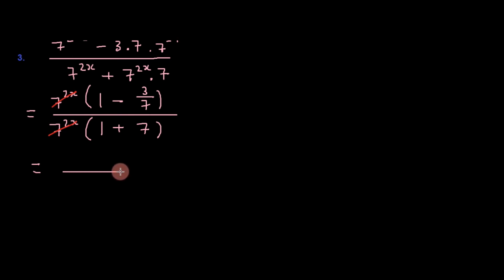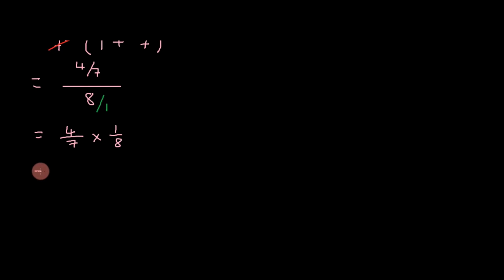Now, 1 minus 3 over 7 is the same as 7 over 7 minus 3 over 7, which is 4 over 7, and 1 plus 7 is 8. This, of course, is the same as 8 over 1. So then multiplying the numerator by the inverse of the denominator, by 1 over 8. Multiplying the numerators will give us 4 times 1, which is 4. And multiplying the denominators gives us 7 times 8, which is 56.